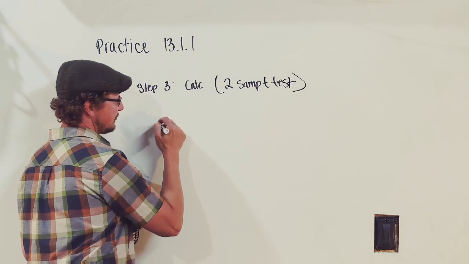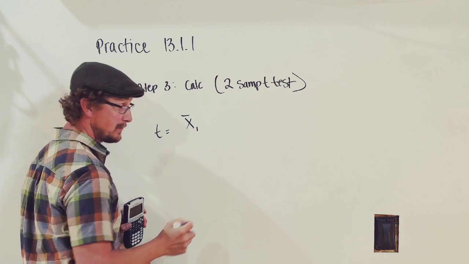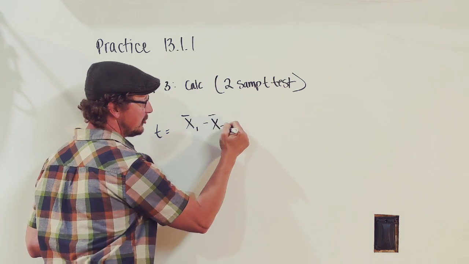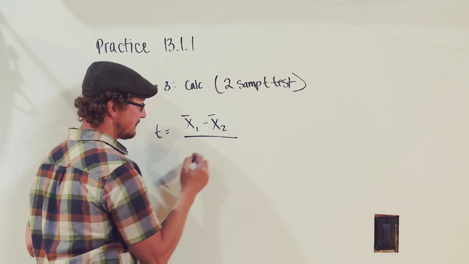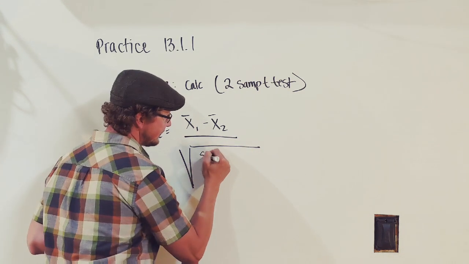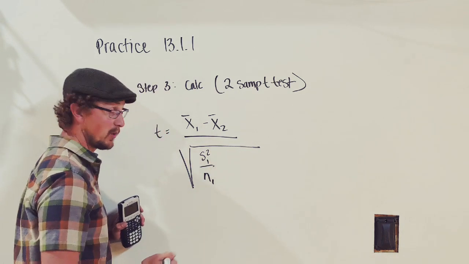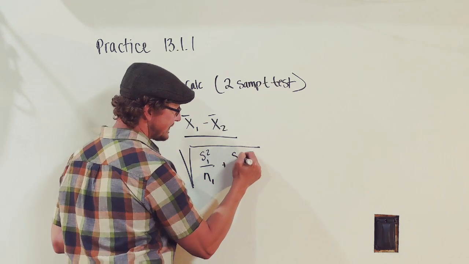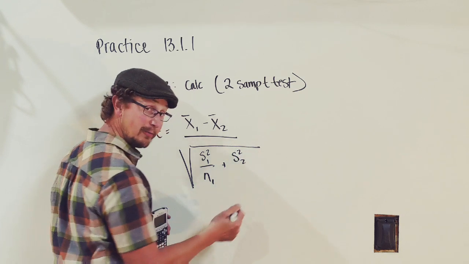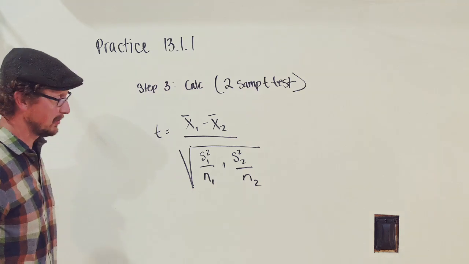And the formula for that is t equals the sample mean of 1-bedroom apartments minus 2-bedroom apartments divided by the standard deviation of the difference. That's the square root of the sample standard deviation squared of 1-bedrooms over the number of 1-bedrooms plus the sample standard deviation squared of 2-bedrooms over the number of 2-bedrooms in our sample.